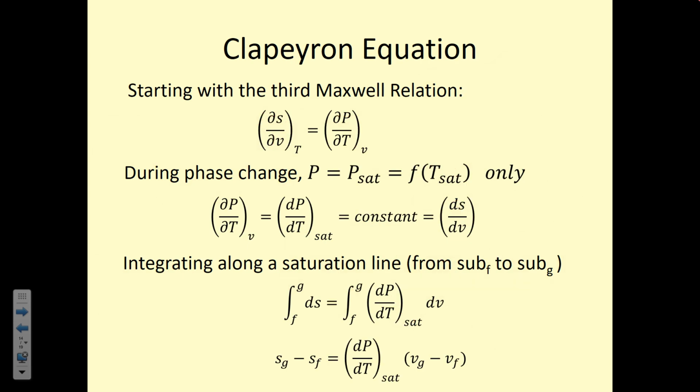Okay, so now that we've gone through the Maxwell equations, we're going to take that third Maxwell equation. This is the third one. Del S del V with respect to T is equal to del P del T with respect to V. So when we're looking at phase change problems, we've already found that pressure and temperature are dependent. So if you know the saturation pressure, you automatically know the saturation temperature for phase change problems only.